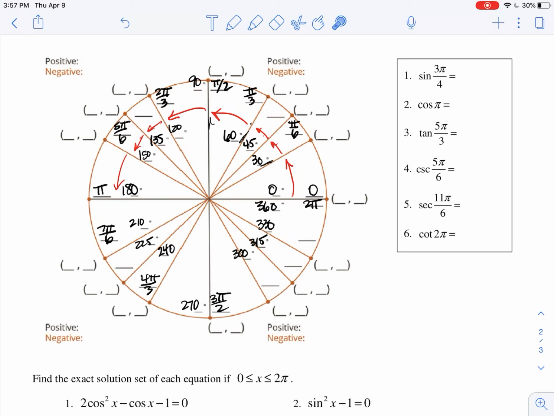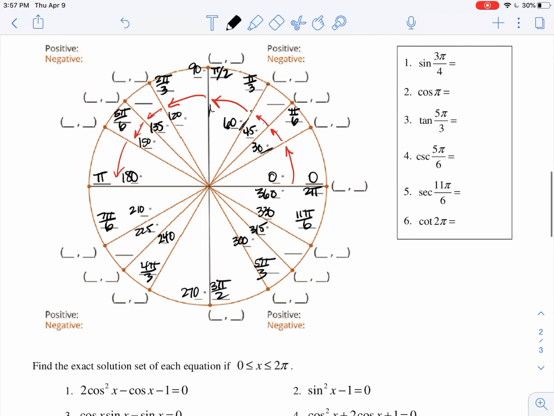7 pi over 6. 8 pi over 6, which is 4 pi over 3. 9 pi over 6 is going to be straight down. And then we have 10 pi over 6. That's going to be 5 pi over 3. We're just adding a 6 every time. And then 11 pi over 6.